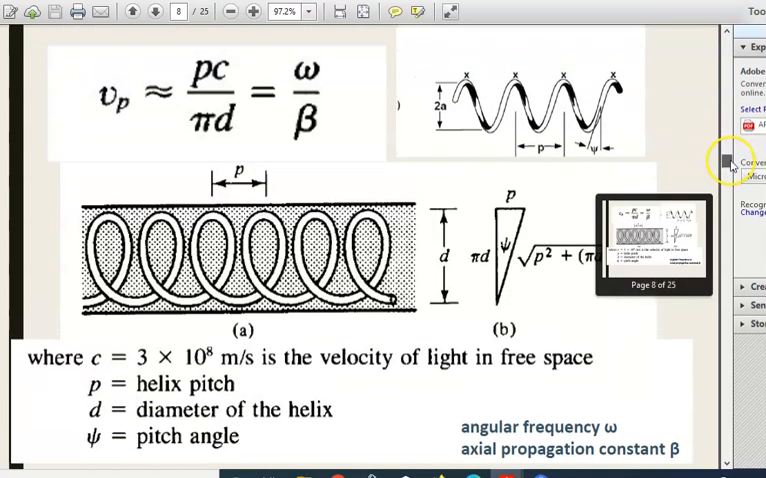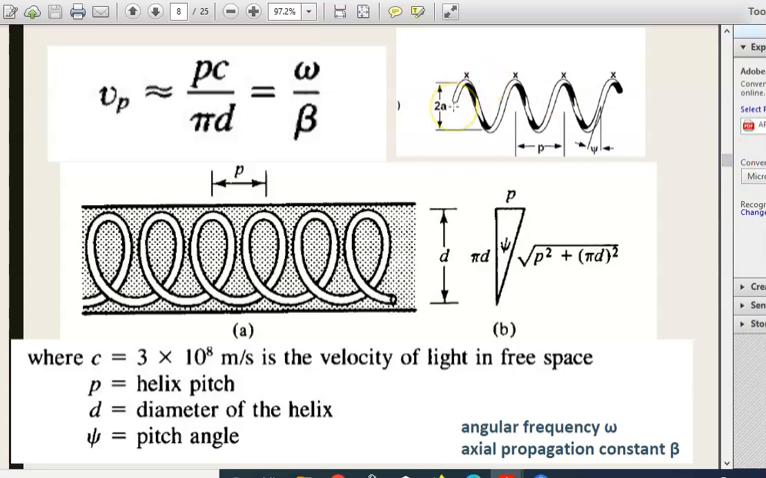Moving on, when our signal is passing through a helix, we know that the velocity is going to be reduced. The new velocity becomes Vp, the phase velocity, which is equal to Pc divided by pi d, where P is nothing but the helix pitch. So this distance is the helix pitch.